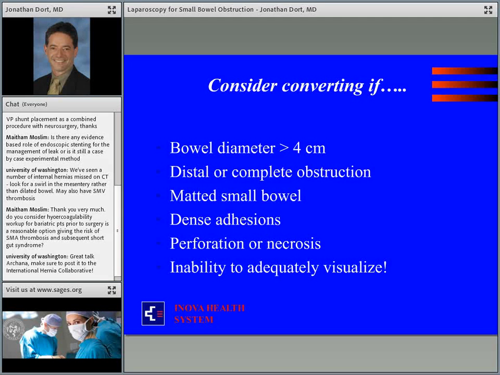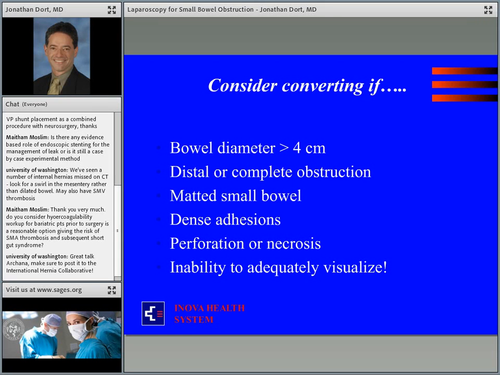Things that you see, again, to consider converting: if the bowel diameter is very large, if you have a very distal obstruction where the entirety of the small bowel is dilated, very distended, and difficult to find room, that is a much more likely scenario where you're going to have to convert to open to do it safely. Matted small bowel or dense adhesions are sometimes difficult without that tactile sense to be able to do laparoscopically. And again, inability to adequately visualize.